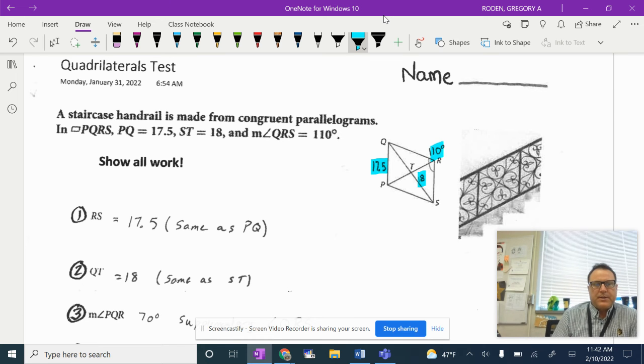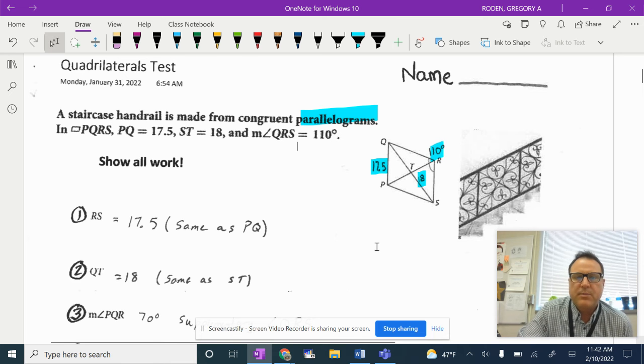Well, RS is 17.5 because it is a parallelogram, and in parallelograms opposite sides are congruent. So it's the same as PQ. So RS is 17.5. QT is 18. Now, why is QT 18? Because on a parallelogram, the diagonals bisect each other. So if this chunk right here is 18, then the other chunk over here also has to be 18, QT. So that has to be 18 also.